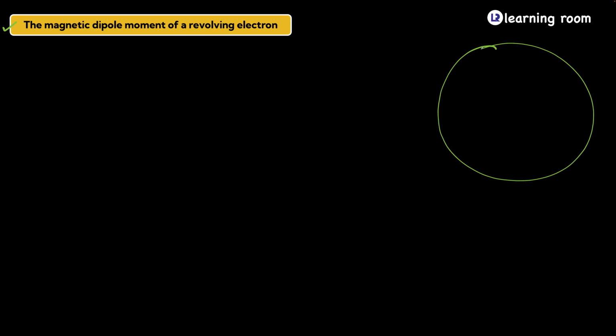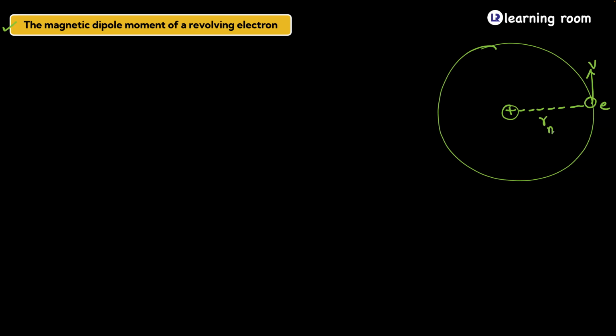If I take an electron that is revolving in an orbit, and let me say its velocity is like this. Now, the central part is called the nucleus. It consists of protons and neutrons. And let's say this distance is Rn. Now tell me one thing.